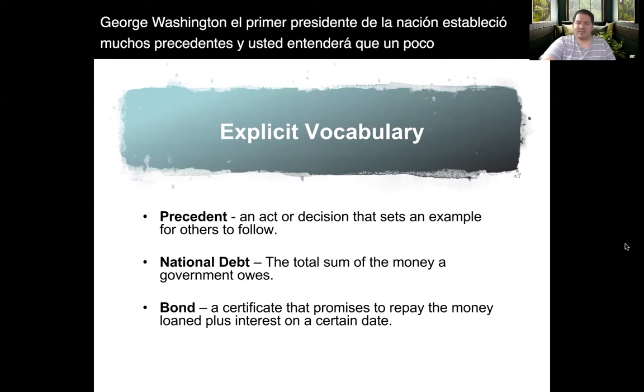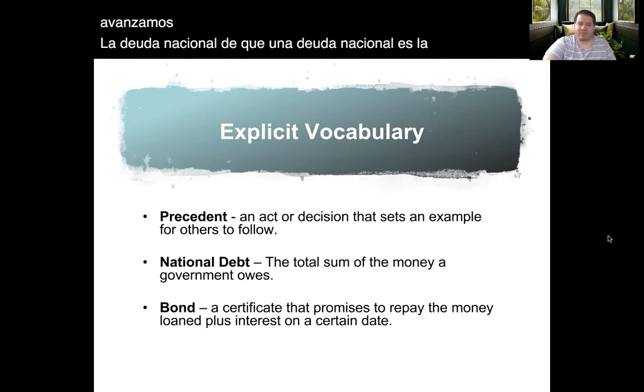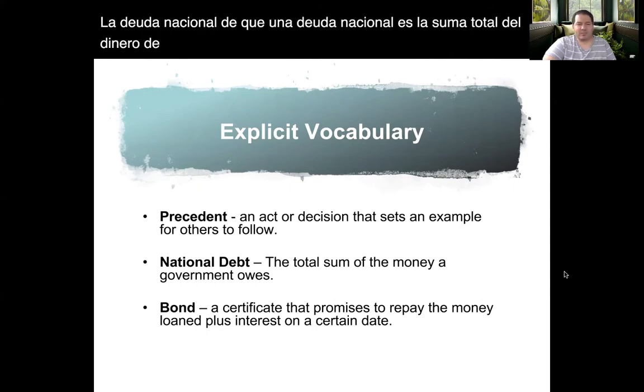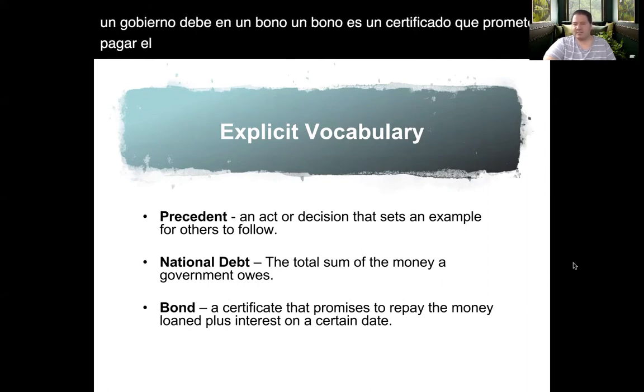National debt. A national debt is the total sum of money a government owes. And a bond. A bond is a certificate that promises to repay the money loaned plus interest on a certain date.